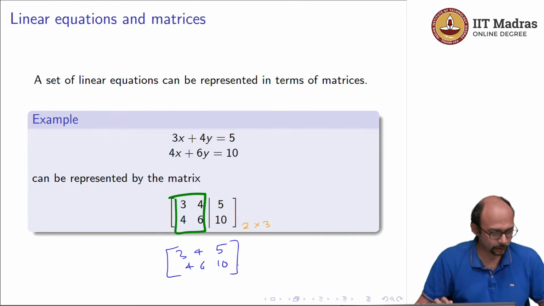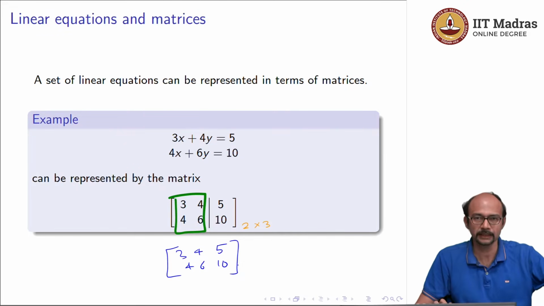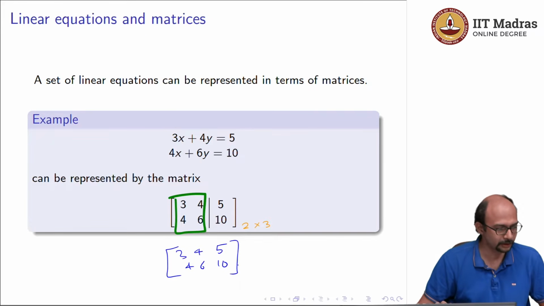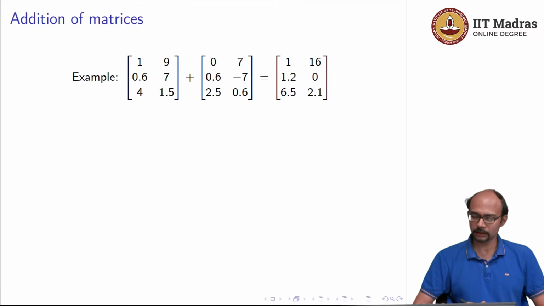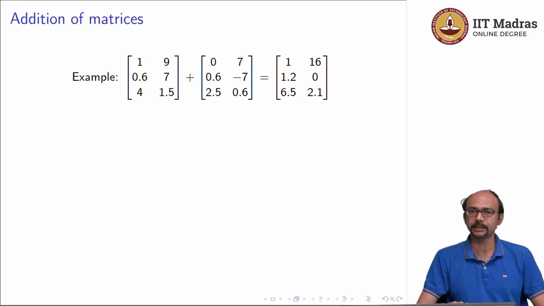Okay, so that's how it's related to linear equations, and this is really the main importance of matrices. Now let's move on to how we add matrices. Here's an example. We'll add matrices by adding corresponding entries. The important part here is that when we add two matrices, they must be of the same size. Both matrices have the same number of rows and both matrices have the same number of columns.